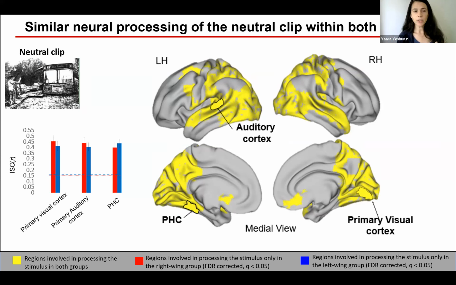groups of participants were activating these regions in response to the neutral clip. What we can see here are blue and red patches, which means that there were no differences between the groups while processing the neutral clip.